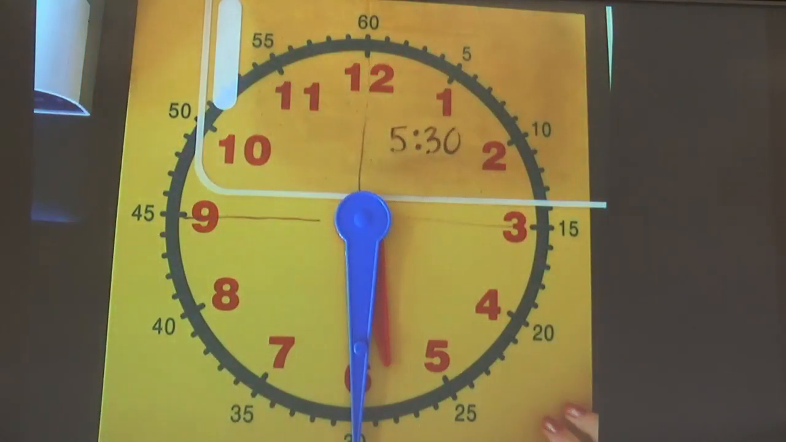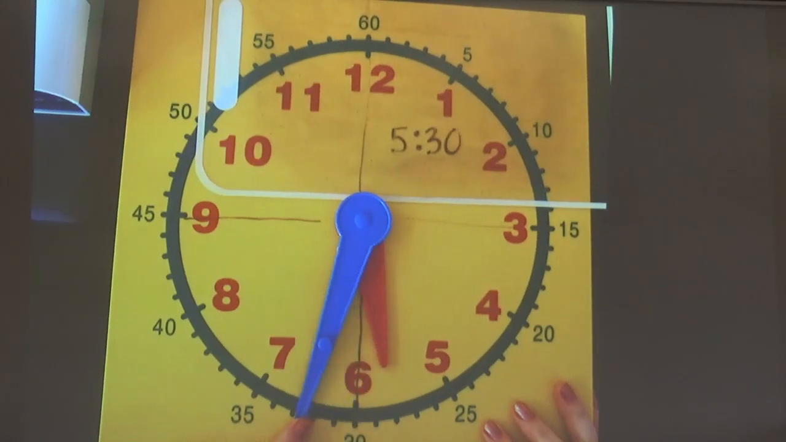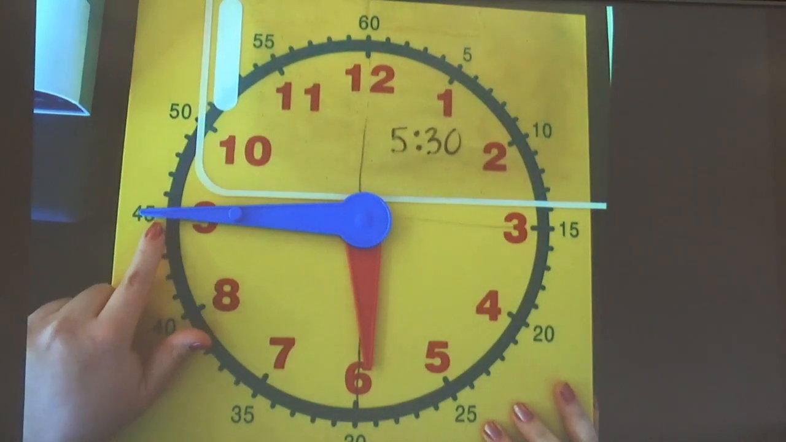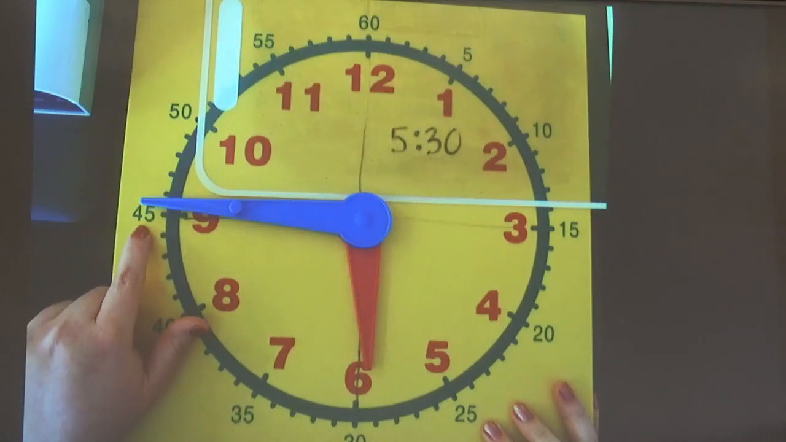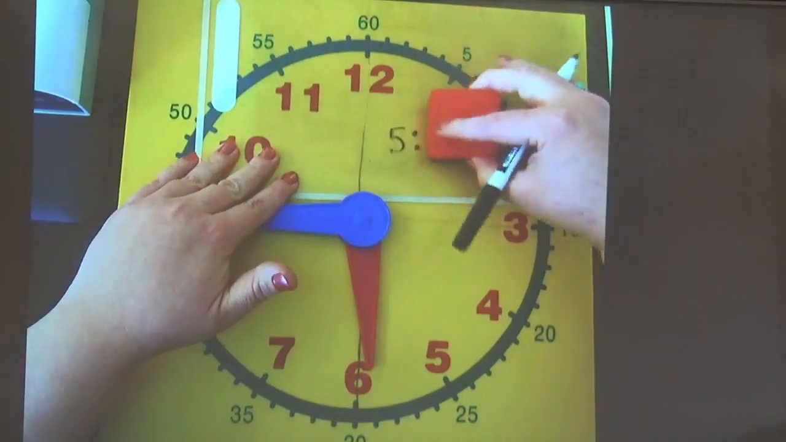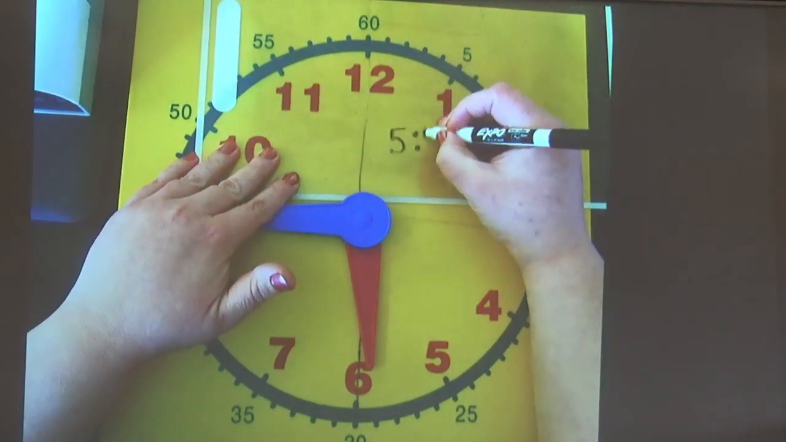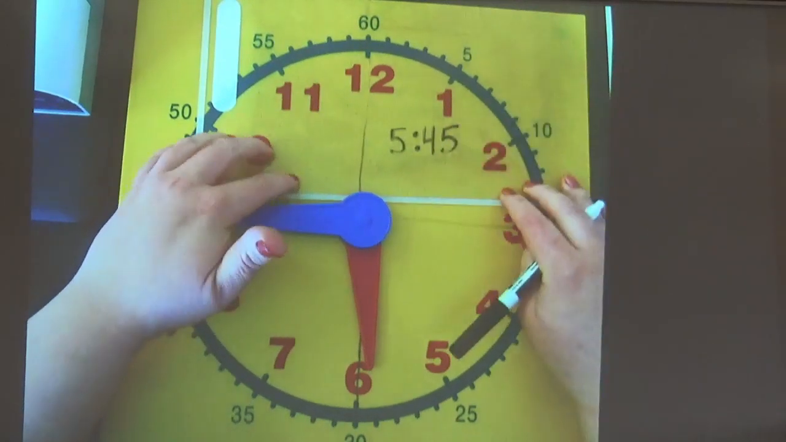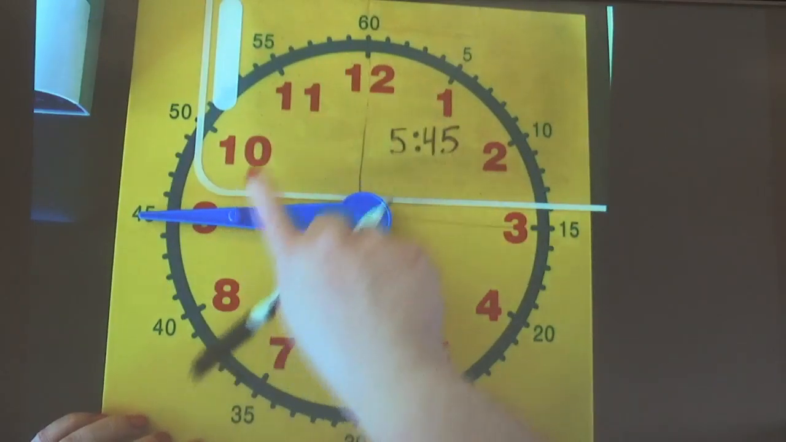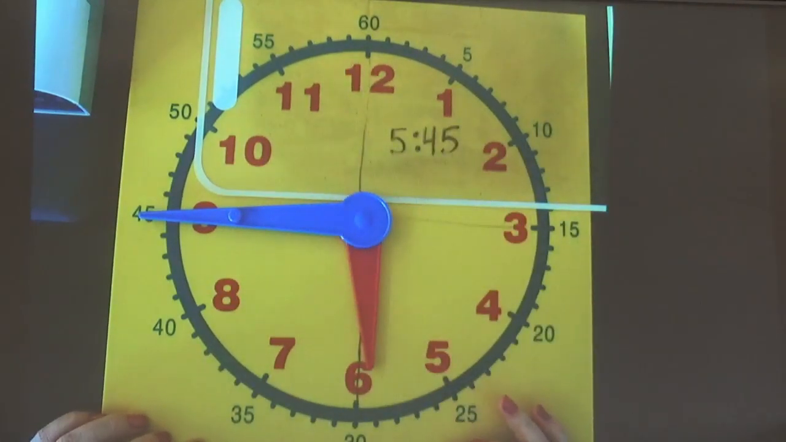All right, now's where it's gonna get a little tricky, but I know you're gonna get it. Let's move our minute hand another quarter around our clock. And that way it will be pointing directly to the 9. If we look, we can see that our little number over here says 45. That means that the time on our clock is now showing 5:45. We can read this as 5:45 or a quarter to 6. I know that's a little confusing, but we're going to talk about that in a minute.